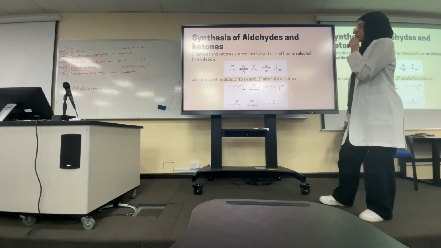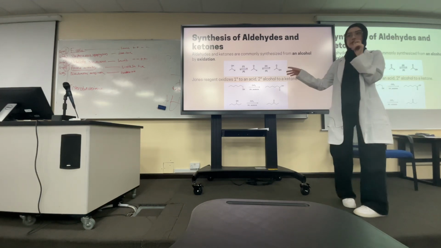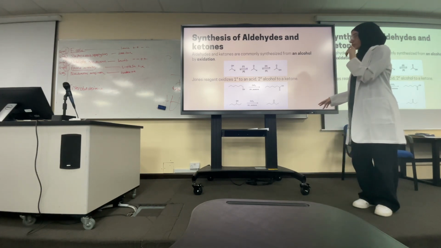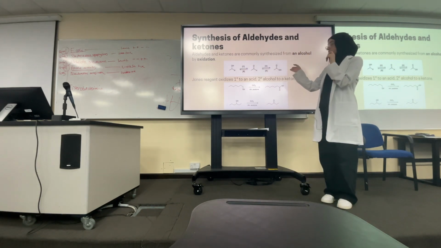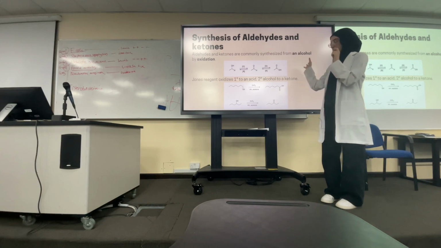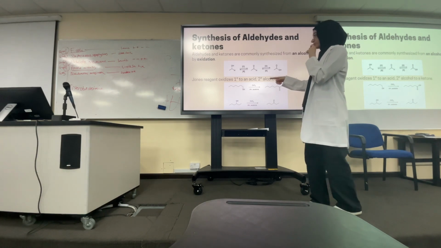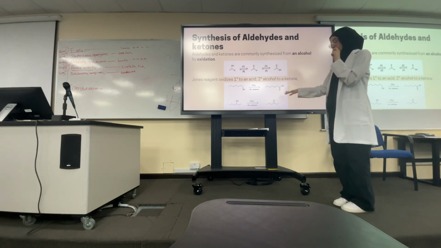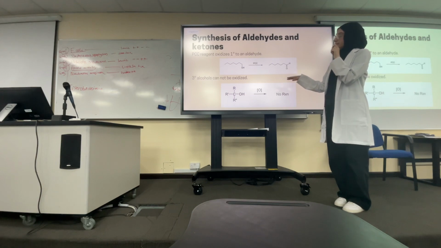So, synthesis of aldehydes and ketones. Aldehydes and ketones are commonly synthesized from an alcohol by oxidation. I think you discussed this with Malak, and I saw that you guys know this already. So you know that the alcohol gives us an aldehyde, and it can also give us a carboxylic acid. Jones reagent oxidizes primary alcohol to an acid and secondary alcohol to a ketone. You know this? Okay. PCC oxidizes primary alcohol to an aldehyde.